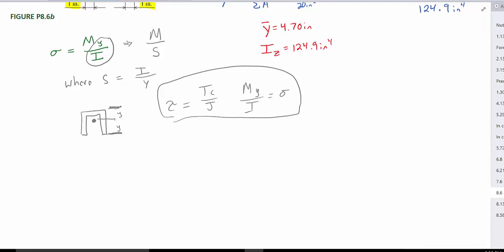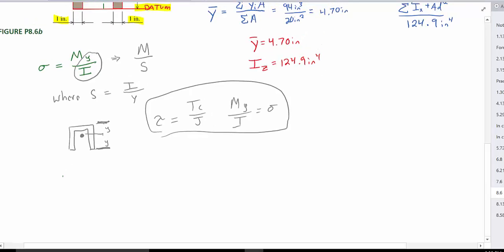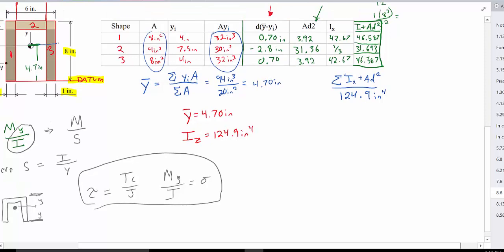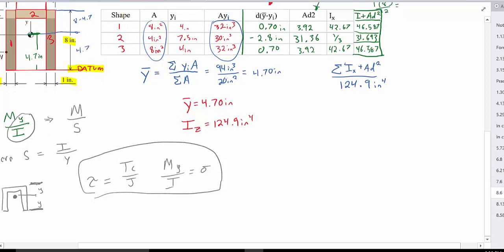So for the S values, looking back at our found values, our distance from our centroid to the top of the member is going to be 8 minus 4.7. And then this distance here we've already determined is 4.7. So the greatest distance is going to create our section modulus.